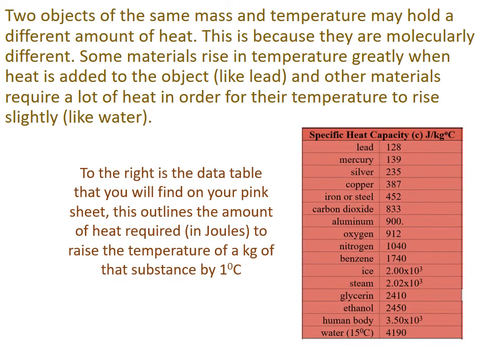To the right is a data table that you will find on your pink sheet. This outlines the amount of heat required in joules to raise the temperature of a kilogram of that substance by 1 degree Celsius. You can see the specific heat capacity of iron or steel is 452, whereas water has a specific heat capacity of 4,190. That means it is much more difficult to raise the temperature of water than it is for steel.